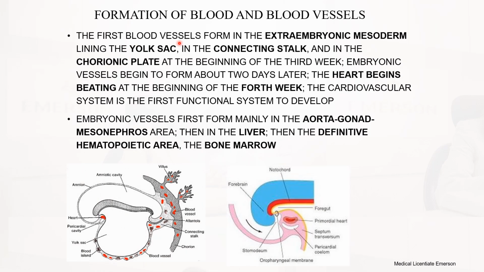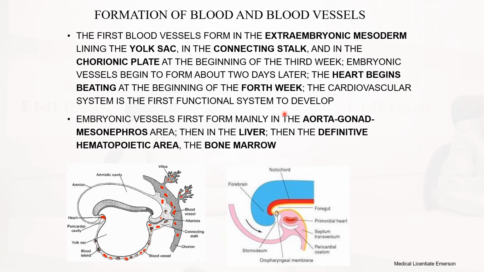So the first blood vessels are formed in the extraembryonic mesoderm lining the yolk sac, then in the connecting stalk, and in the chorionic membrane at the beginning of the 3rd week. Also, the embryonic vessels begin to form about 2 days later. Then the heart begins beating at the beginning of the 4th week. Then the cardiovascular system is the first functional system to develop.